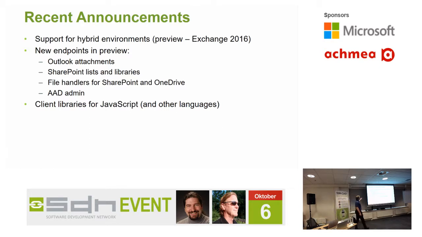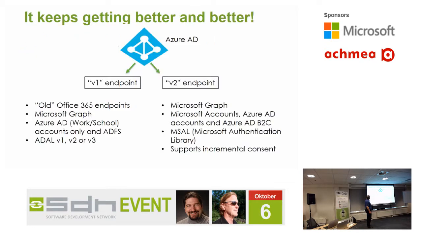I'll just quickly mention that we've got various additional things coming in, more client libraries, and this V2 endpoint, which is really interesting because it has this incremental consent where you don't have to decide ahead of time what permissions you need. If they click on the thing to send a mail, then you give them the incremental consent to add that extra permission.